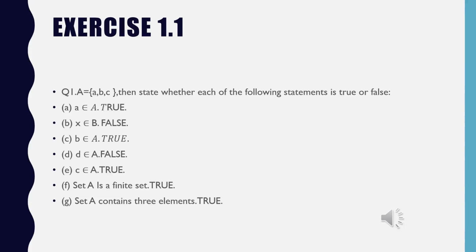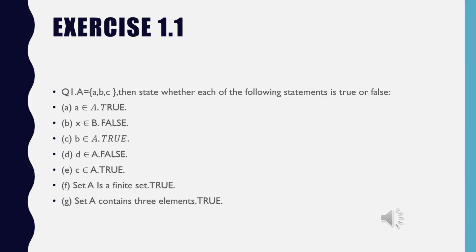Now this is our fourth class, in which we are starting to solve our exercise 1.1 of the chapter on sets. Question number 1. It is clearly written that set A is equal to, inside the curly bracket, a, b, c. Then state whether each of the following statements is true or false. There are 7 questions starting from A till G. All these questions have a relationship with the main question of set A.